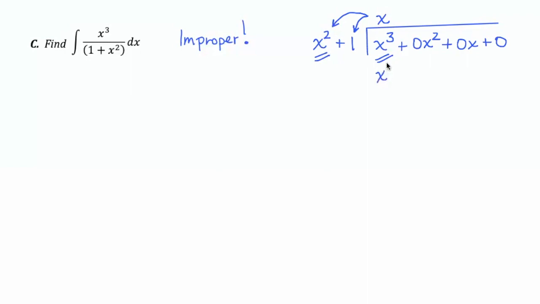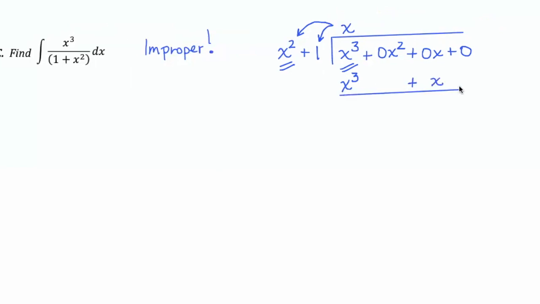X times x squared is x cubed. X times 1 is 1x. However, I don't want to put this plus x in this position because I want to maintain columns for like terms. So instead, I'm going to move the plus 1x here.